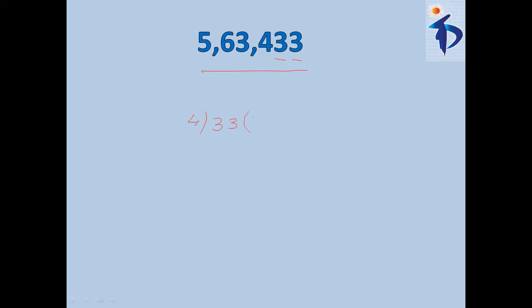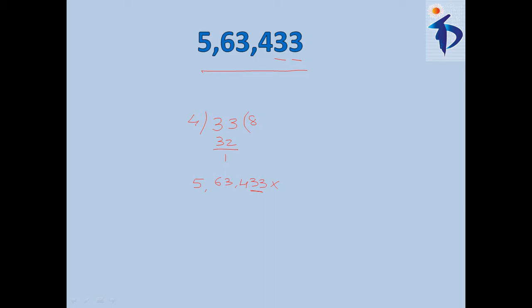So here, 4 eights are 32, and the remainder is 1. So 5,63,433 is not divisible by 4 because the last two digit number is not divisible by 4.